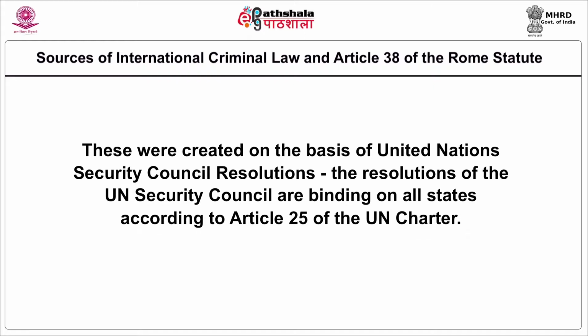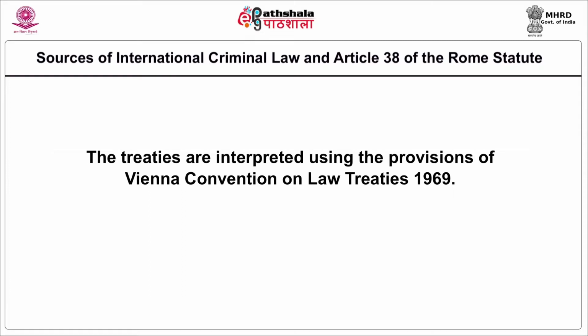of the United Nations. The ICCPR and the Rome Statute adopt the principle of nullum crimen sine lege, which indicates that all written law in international criminal law will always be preferred over any other form of law. The treaties are interpreted using the provisions of the Vienna Convention on the Law of Treaties, 1969.